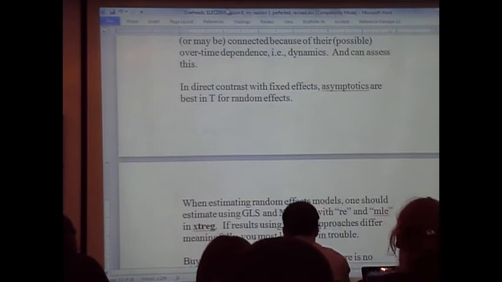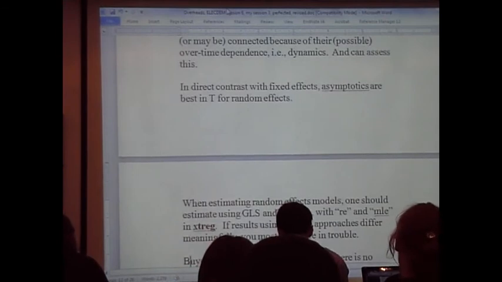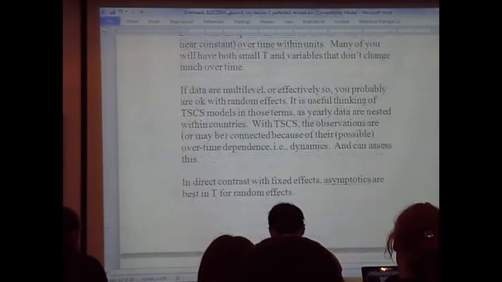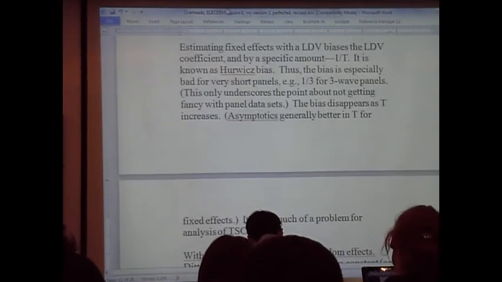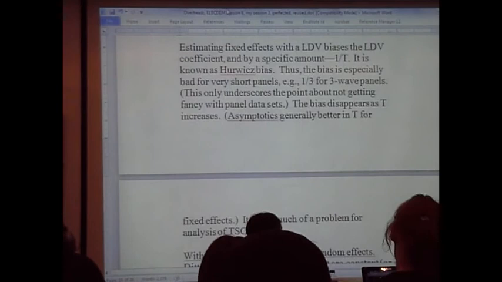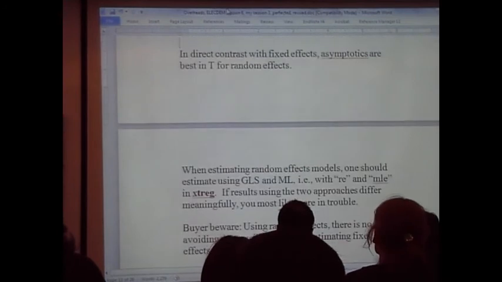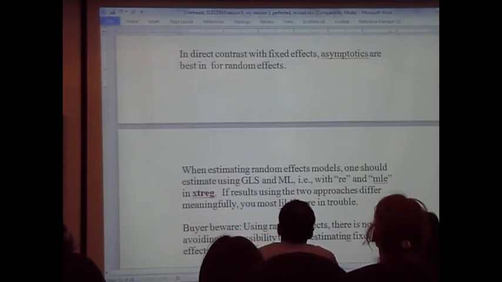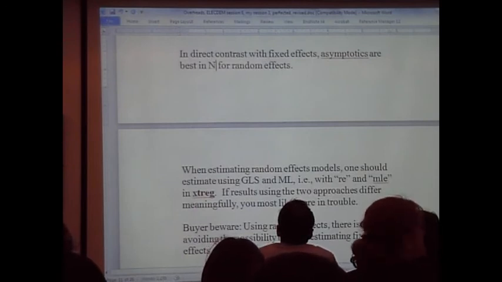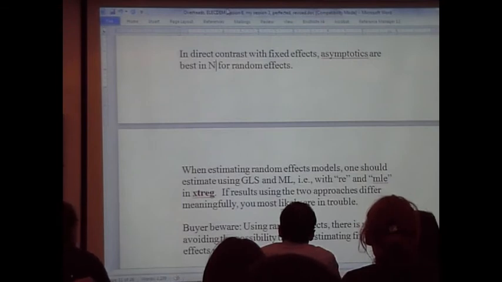But okay, in contrast with fixed effects. Remember we said for fixed effects, the asymptotics are best in T. And for random effects, the asymptotics are best in N. They're best in the cross sections. So as N increases, you get better estimates using random effects. That's partly because you get more variance.